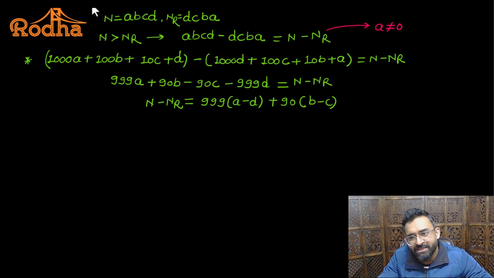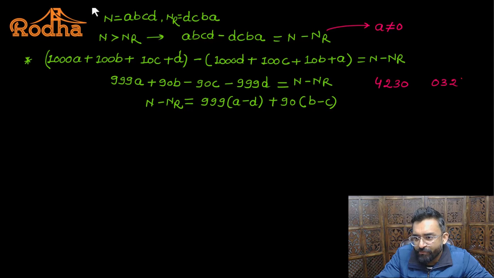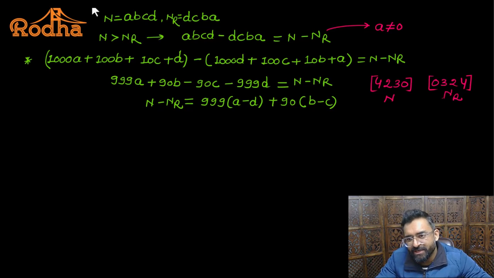Fine. C can be 0, D can be 0, maybe 0, may not be 0, not specified. For an example, 4230, and if I reverse the digits, I'll get 0, 3, 2, 4. So this is the original number, this is the number obtained after reversing the digits. It is not mentioned that the number obtained after reversing the digits is a 4-digit number. So it can be a 3-digit number, it can be a 2-digit number.